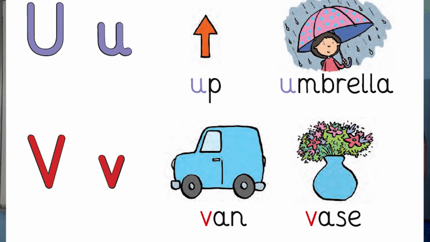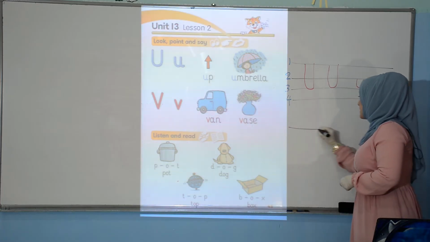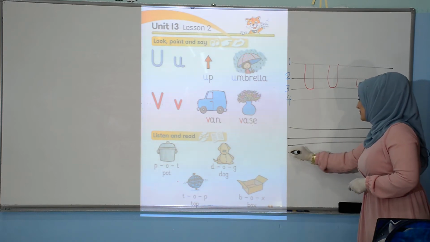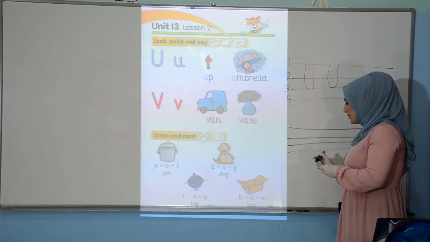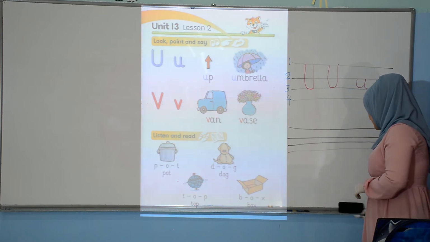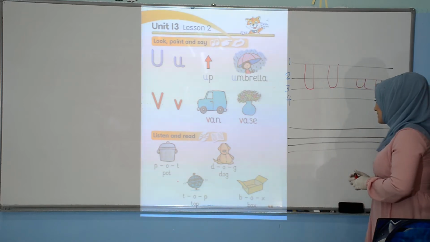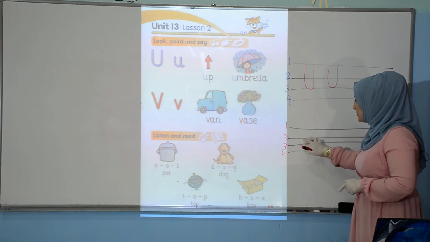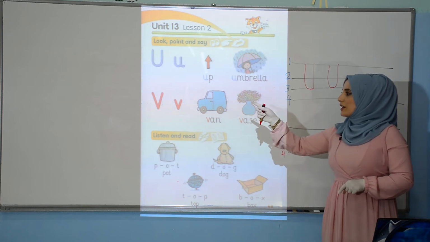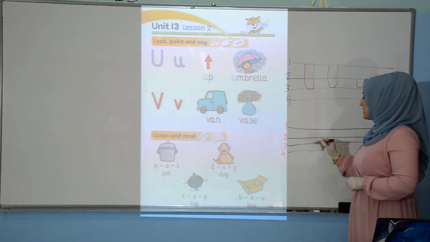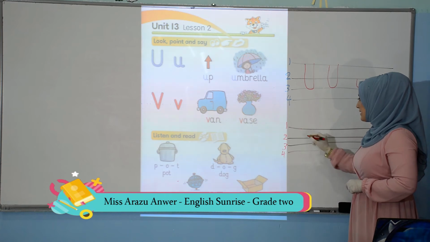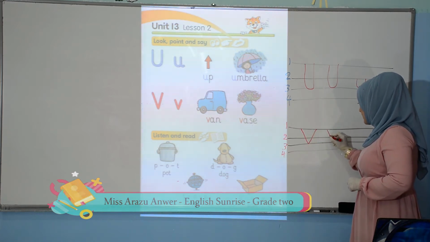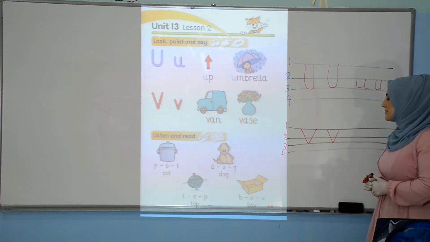Okay students, now let us write down V. Again, we draw 4 lines for V. We have 2 big lines and 2 small lines. And also, I write numbers for you. This is number 1, 2, 3, and 4. 2 big lines and 2 small lines. Let us write down capital V. Capital V again, we have to start it from line 1, okay? Down, up. Down, up. This is capital V.